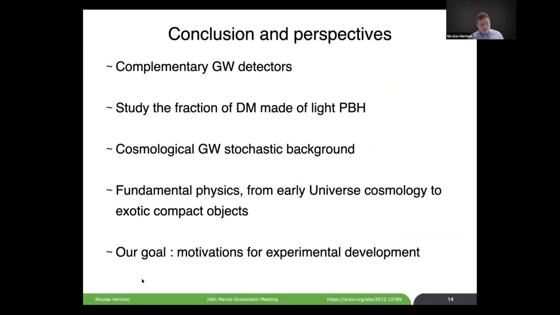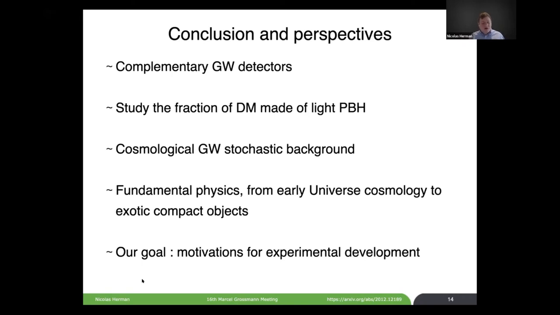So as a conclusion, here we propose complementary gravitational wave detectors. It scopes different frequencies than LIGO, LISA, and so on. I will also highlight that here it's theoretical numerical work. So it's the first step, I would say. And we can, for example, study the fraction of dark matter made of light PBH. Another application of this detector could be the cosmological gravitational wave stochastic background, and maybe scope its cutoff frequency.